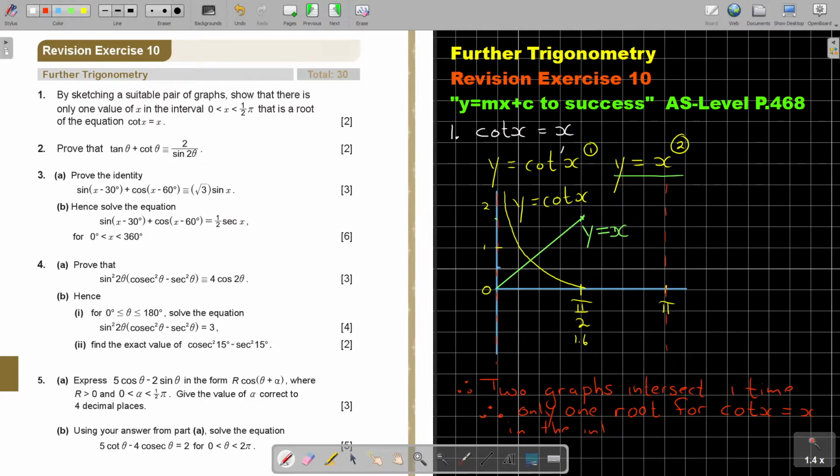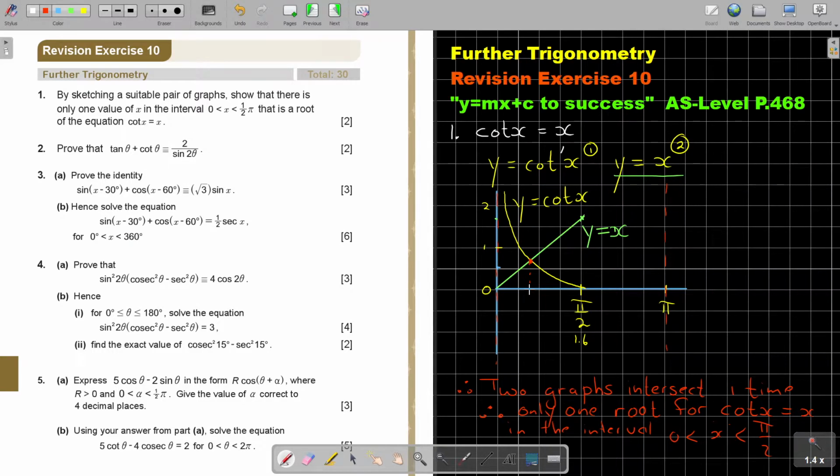This is important. And you can just say x is bigger than 0 and smaller than pi over 2. I didn't write it nicely there, so let's write it better. Okay, but only one root because it intersects, and there's the root. It intersects just one time. And that's how you do number 1 in the exams.